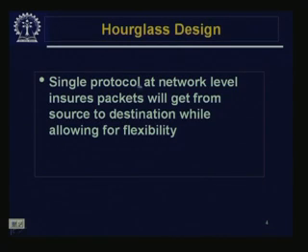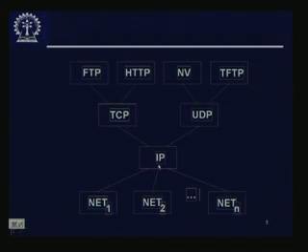So, it is a single protocol at the network level, which ensures packets will get from source to destination while allowing for flexibility. So, we have this so called hourglass design. We have FTP, HTTP, TFTP, etc., all these different application layer protocols at the top. Then we have the transport layer. There are two common protocols, TCP and UDP, but all of them integrate to one single network layer protocol, namely IP, and this IP may connect to different networks running different data link layer protocols.